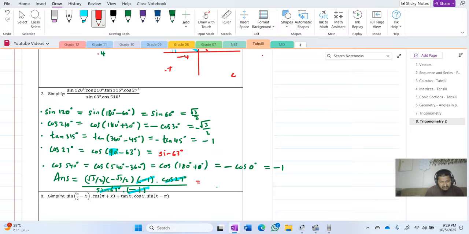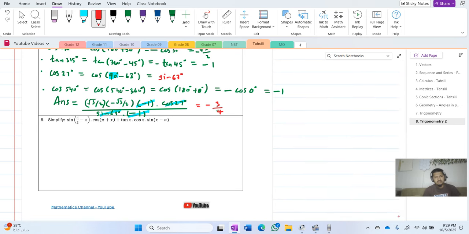Now similarly we will also simplify this. What is sine of pi by 2 minus x? Sine of pi by 2 minus x is 90 minus x, it changes to cos x because of co-ratio, times what is cos of pi plus x? That's in the third quadrant, and cos is negative, so we're getting negative cos x. It does not change to co-ratio because we are using 180. Plus what is tan? Sine x over cos x, right, times cos x, times the only thing that I will do additional work for is sine of x minus pi.